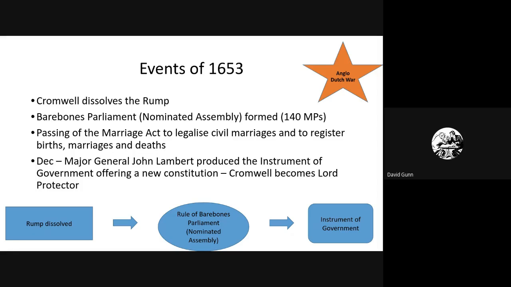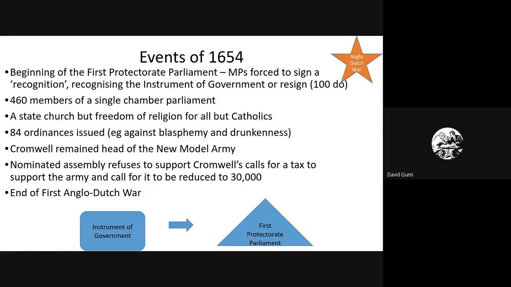But the bare bones parliament doesn't last very long. Major General Lambert introduces the instrument of government, which makes Cromwell the Lord Protector. So within that 1 year, we've gone from the rump to the bare bones to the instrument of government. Also, in the nominated assembly, there were fifth monarchists in there, so you could talk about the importance of radicals and radical threat there.